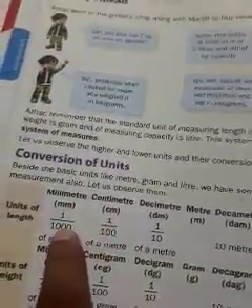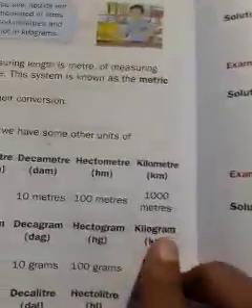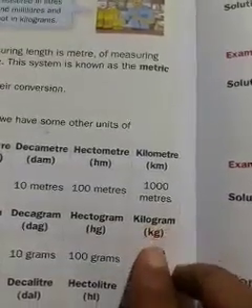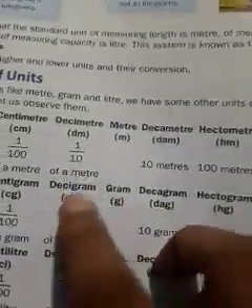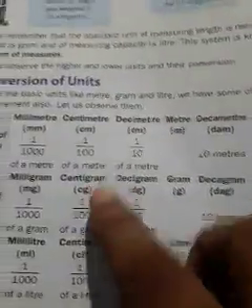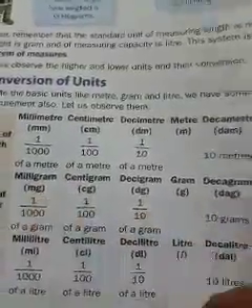1 by 1000. When it is gram, if you purchase any grocery item, then you don't say kilometer, you say kilogram, kg, hectogram, hg, decagram, dag, gram, g, decigram, dg, centigram, cg, milligram, mg.